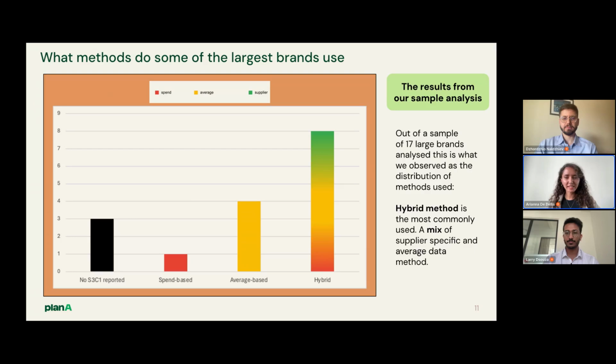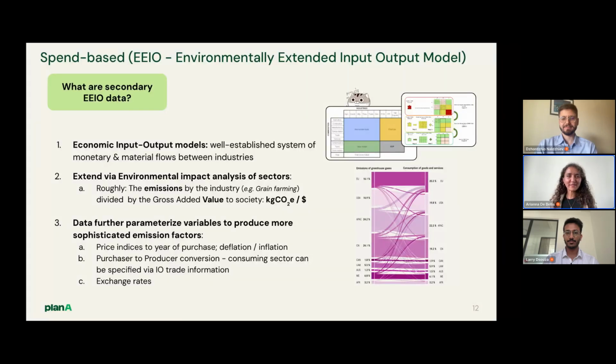Okay, I think now we are ready then to really dig deep into what it means. So bear with me if this feels too technical, but we really want to shed some light on what happens behind the scenes. So spend-based data, I feel like there is a lot of mystery around this, because it's really very interesting to see how we can go from just the monetary spending to understand the CO2 emissions of something associated with that. So spend-based data is based on the environmentally extended input-output data.